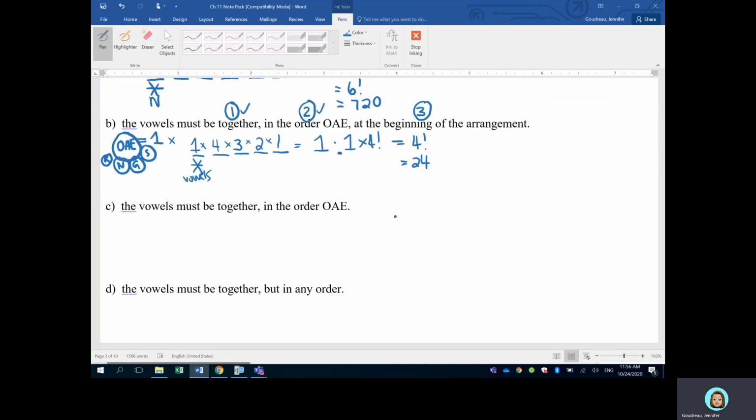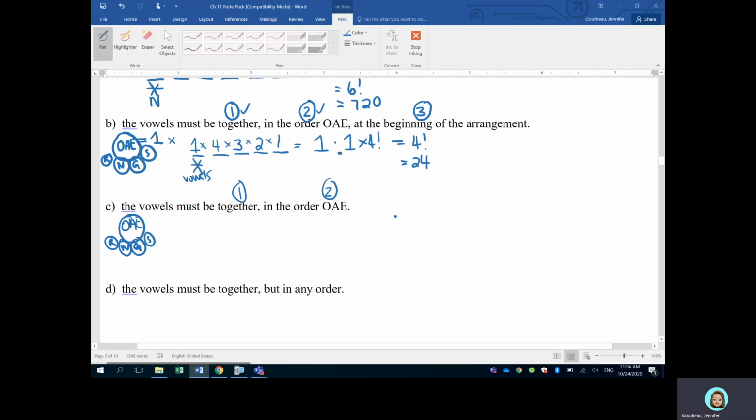If we look at part C, we can see that there are 2 restrictions. 1, the vowels must be together, and 2, the vowels have to be in the order O, A, E. So because we have less restrictions in part C, we should see our number of permutations increase. Dealing with our first restriction, the vowels must be together, I'm going to do the same thing I do above. I'm going to take the vowels, and instead of counting as 3 individual objects, they are now counting as 1 unit. The other letters, the consonants, R, N, G, and S, are still individuals.